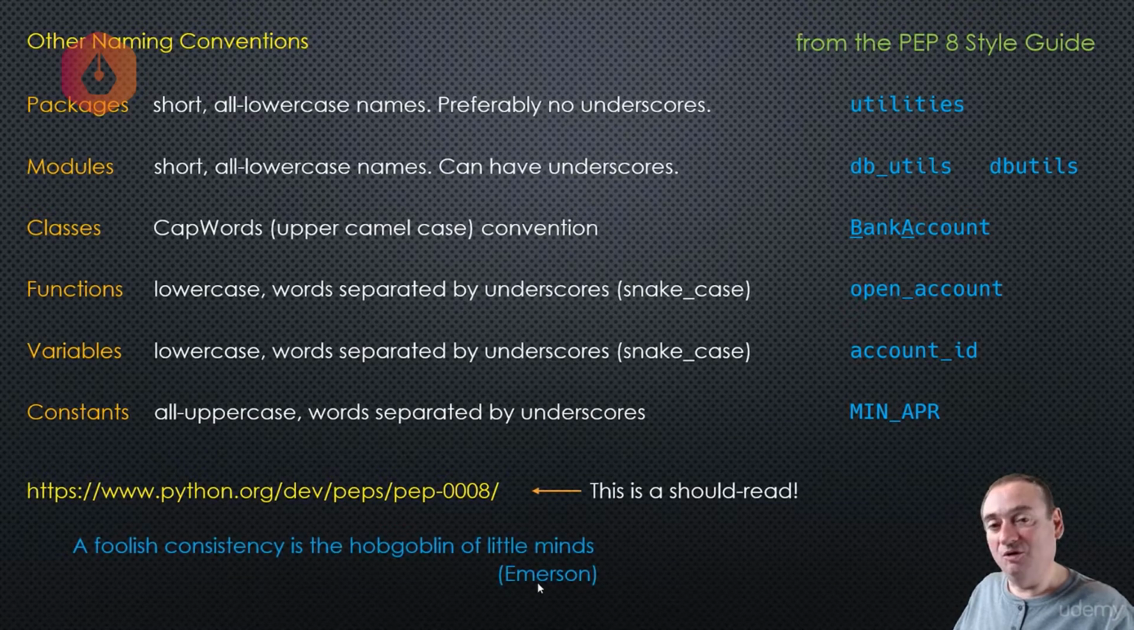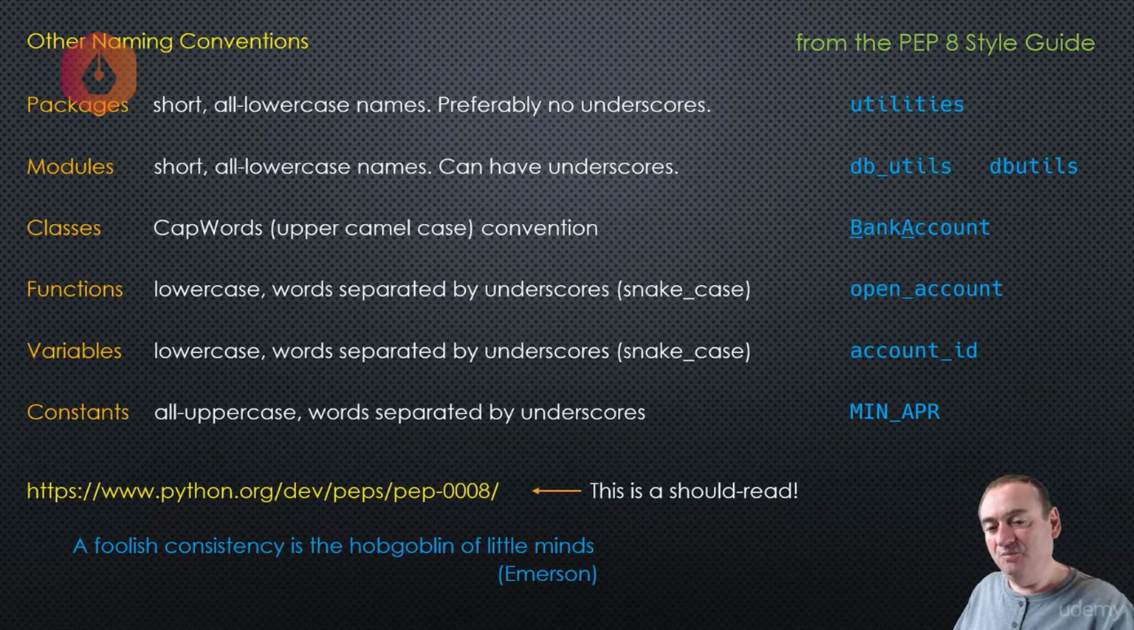In particular, this quote by Emerson, "Foolish consistency is the hobgoblin of little minds." And that's kind of what they start off with. So it's a style guide. It doesn't mean that you have to follow it, and you don't have to follow it all the time without thinking. Sometimes you want to break away from your convention for some reason or other. That's perfectly fine.